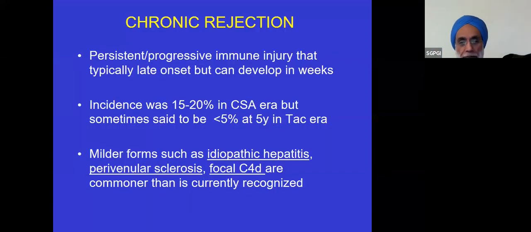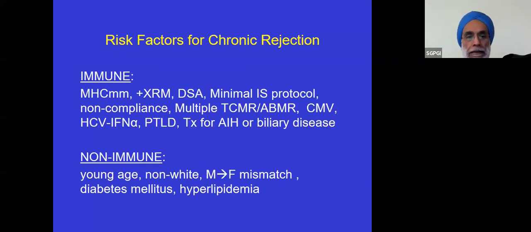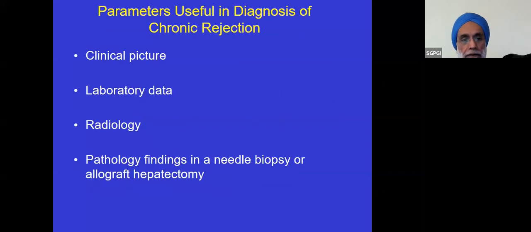Chronic rejection wasn't covered. Let me do a little bit of that. This is a persistent, progressive immune injury. The incidence was very high in the past, but now it's said to be very uncommon. But if you start talking of milder forms of chronic rejection, such as idiopathic hepatitis, such as perivenular sclerosis, such as focal C4d, they are probably commoner than is currently recognized. But maybe we don't have to overemphasize them to the clinician because otherwise they may get concerned. But like TCMR, ABMR is also a spectrum, with the earlier stages probably deserving nothing more than observation. So I can skip these risk factors.